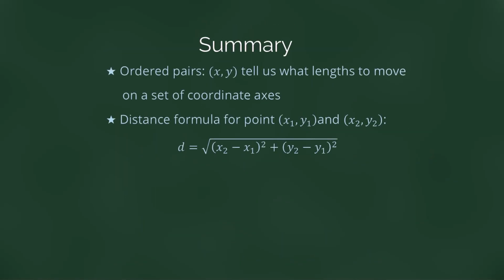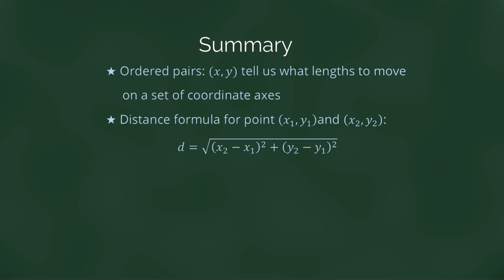All right, so we'll finish with a wrap-up of what we've learned. Ordered pairs, x, y, tell us what lengths to move on a set of coordinate axes. So typically we have an x and y axis, and the first coordinate tells us how far to move along the x-axis. And the y-coordinate tells us how far to move along the y-axis. The place where those two meet is going to be our origin or our starting point.